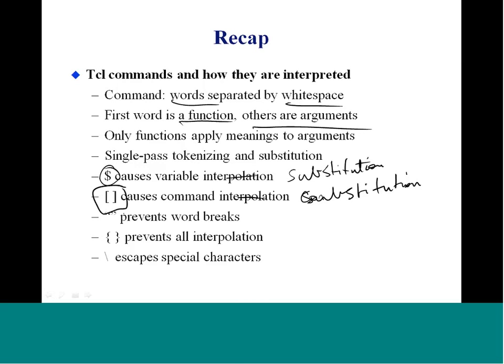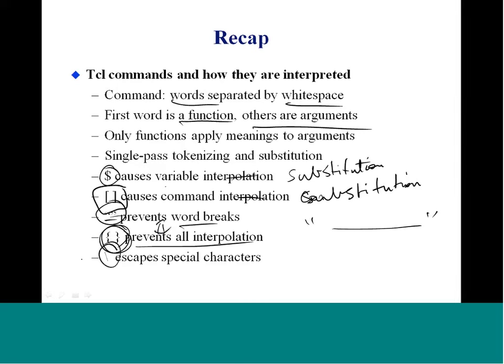Then there are two ways of preventing word breaks. One is with the double quotes. Whatever is enclosed within double quotes is treated as one word. And then we also have the curly braces, which also prevent word breaks. The difference between these two is that the quotes will still allow the interpolation of the variable or the command substitution. So command substitution and variable substitution are possible within the quotes, whereas if you put it in curly braces, then it prevents all the interpolation as well.